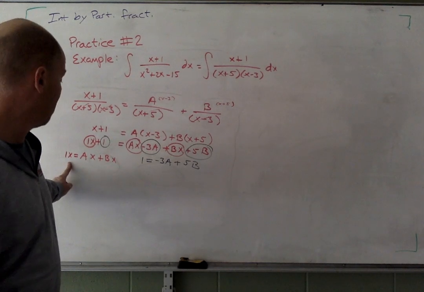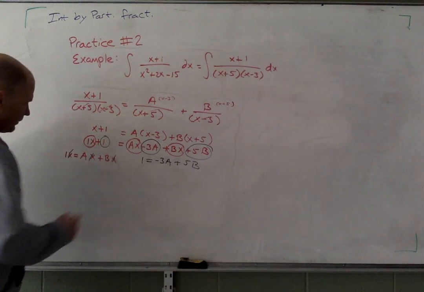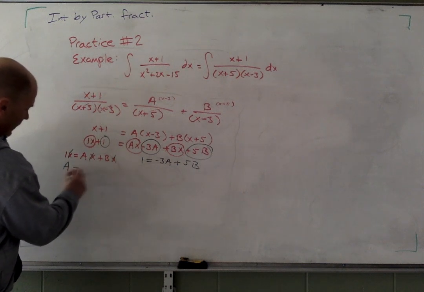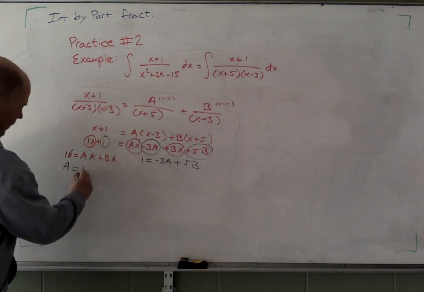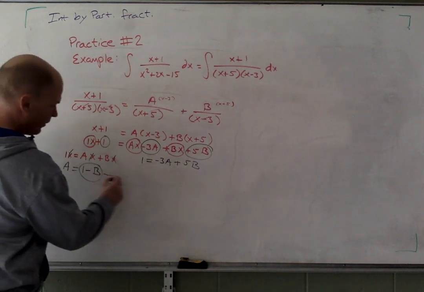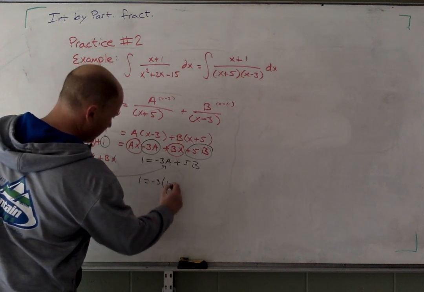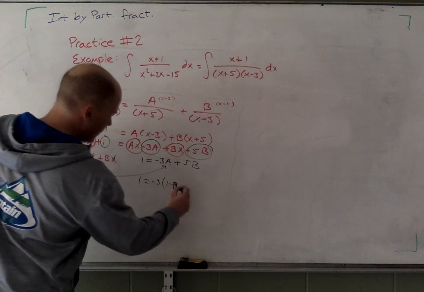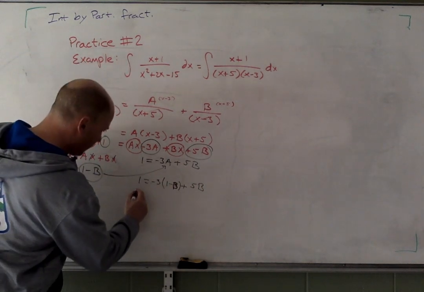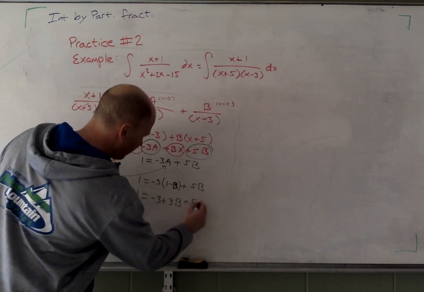So, yeah, now it's just time to solve. Step 1, we factor out the x's. So we now know that a equals 1 minus b. So we take the 1 minus b, we plug it in there for a. 1 equals negative 3 times 1 minus b plus 5b. We distribute the negative 3. 1 is negative 3 plus 3b plus 5b.